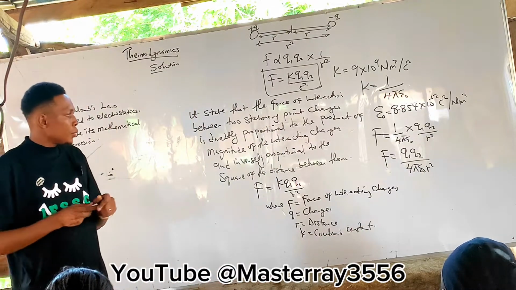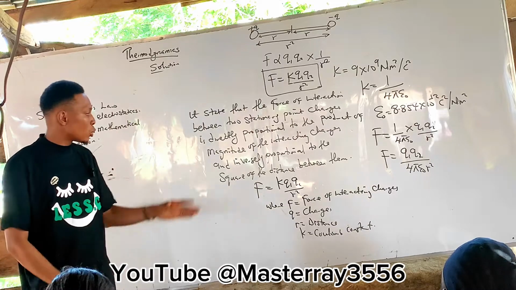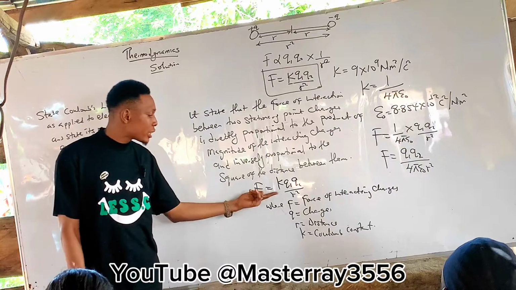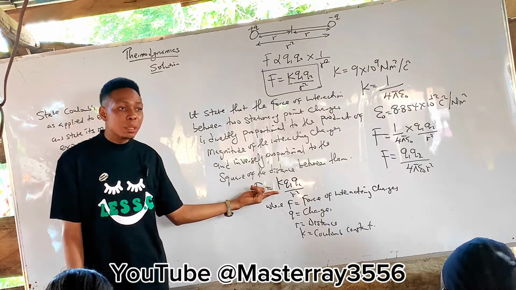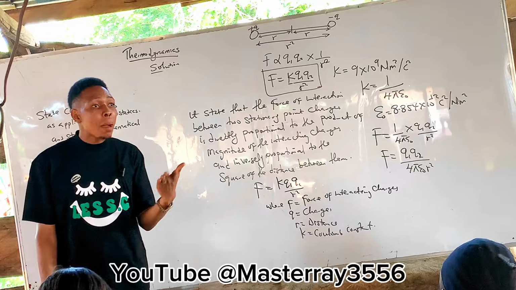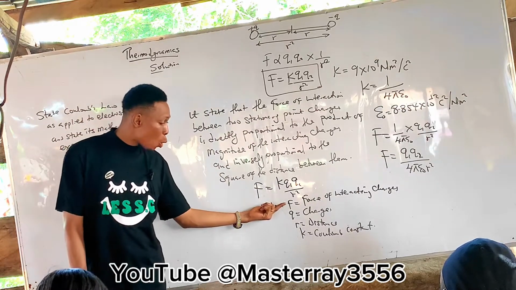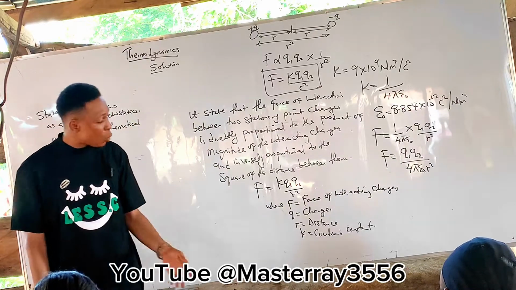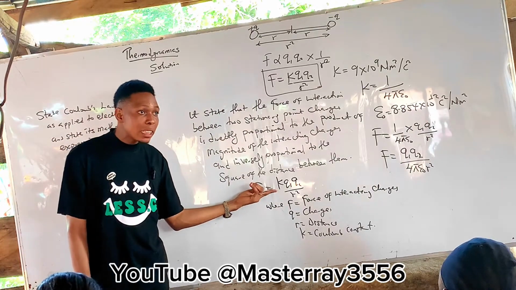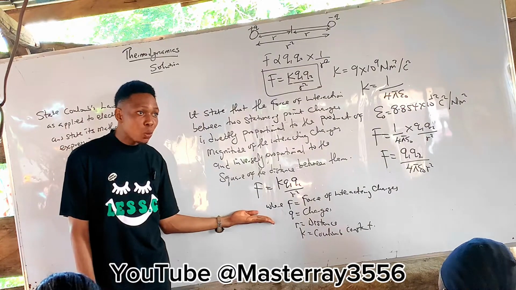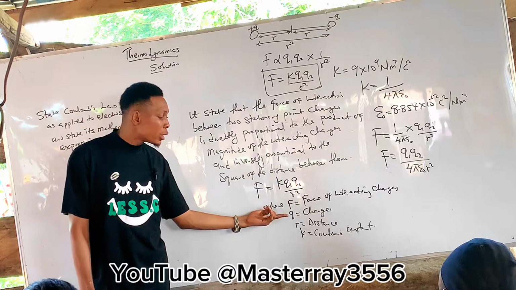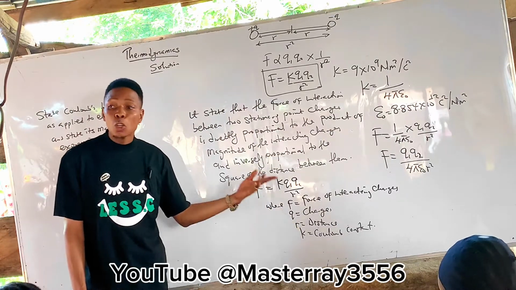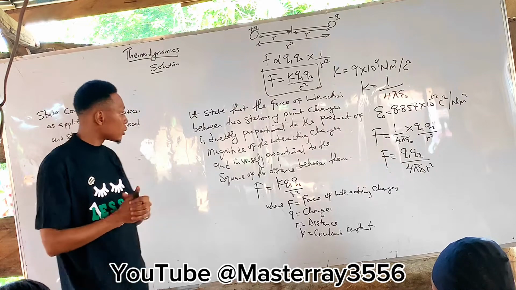All right. So this is what they ask you to do. You have to state it and state the mathematical expression. Sometimes they will only ask you to write just the mathematical expression and explain the meaning of the parameters, that is what each of the parameters stands for. Your F represents the force, Q represents charge, r represents the distance, and K represents the Coulomb constant.